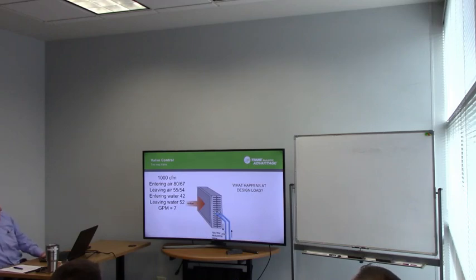Oh, this is a two-way valve, okay? So in this situation, we don't have a bypass pipe anymore. So at design load, what would we expect the entering water to be? 42, we're going to have 7 GPM, right? At design load, we're going to put 7 GPM out of the coil, and that's going to be what temperature? 52. Okay?